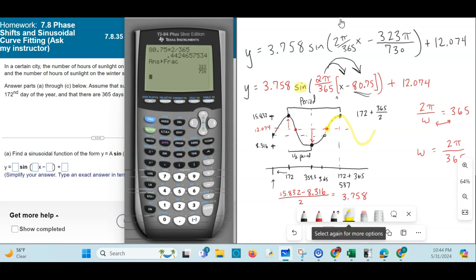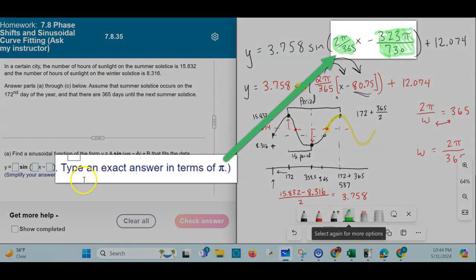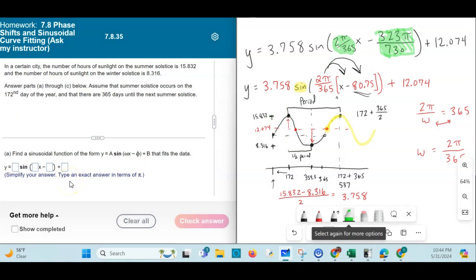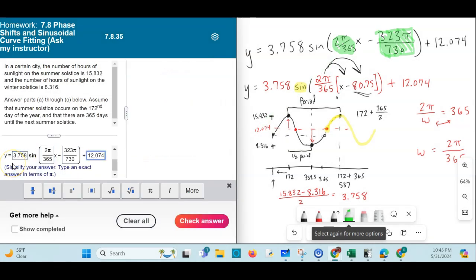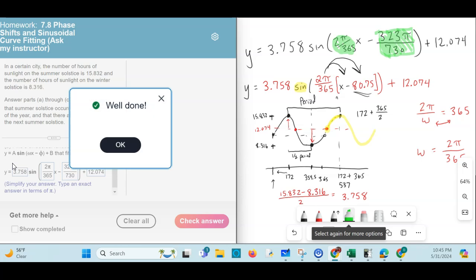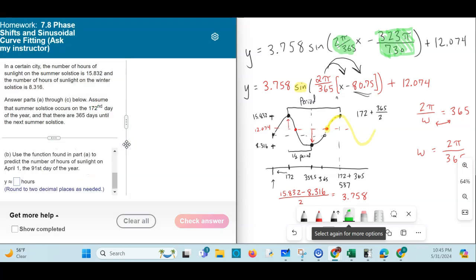I do know my MyMathLab is going to want these two values to be exact in terms of pi. If you look at the instructions, it tells you that it wants an exact answer in terms of pi. So that's what we're going to put in here. So there's all the different values. I'm going to check my answer. That's good.